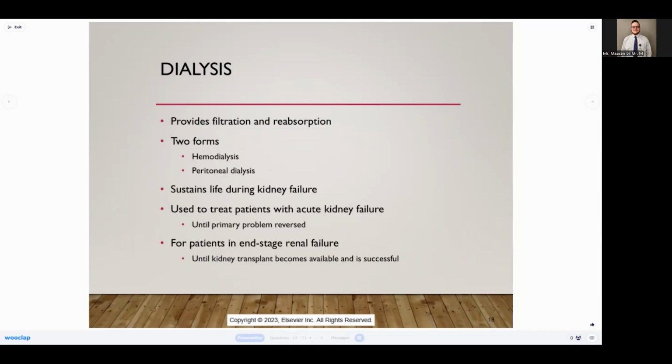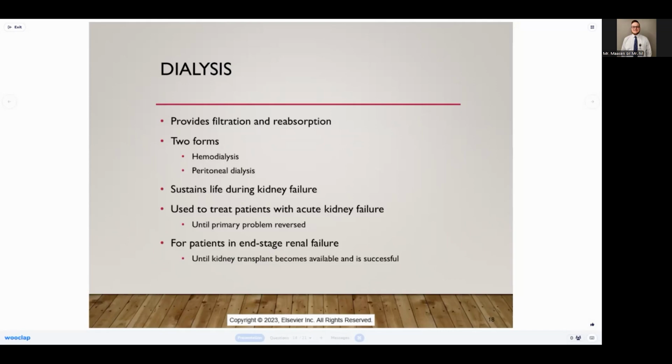Sidebar: for patients that have kidney failure, like chronic kidney failure, there are two forms of dialysis. Dialysis is basically a word for a mechanical methodology for replacing the kidneys. What dialysis does is provide filtration and reabsorption when a person's kidneys can no longer do that effectively. There are two forms that we really use.